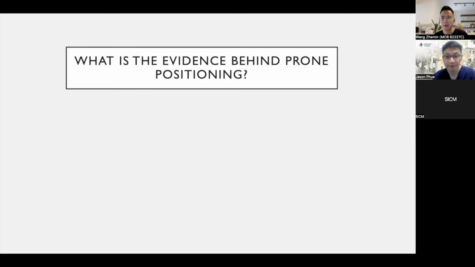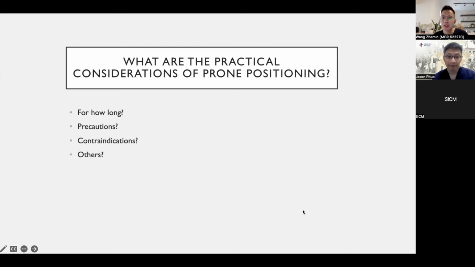Okay. Thanks, Dr. Jason. And I guess shifting gears to the more practical aspects of putting a patient in a prone position, as we know, it is quite a hefty endeavor and involves many personnel, and it can be challenging. So maybe just a few quick practical questions. For how long do we put them in a prone position? What are some of the precautions? Are there any contraindications, and any other practical tips around prone positioning that we should take note of?